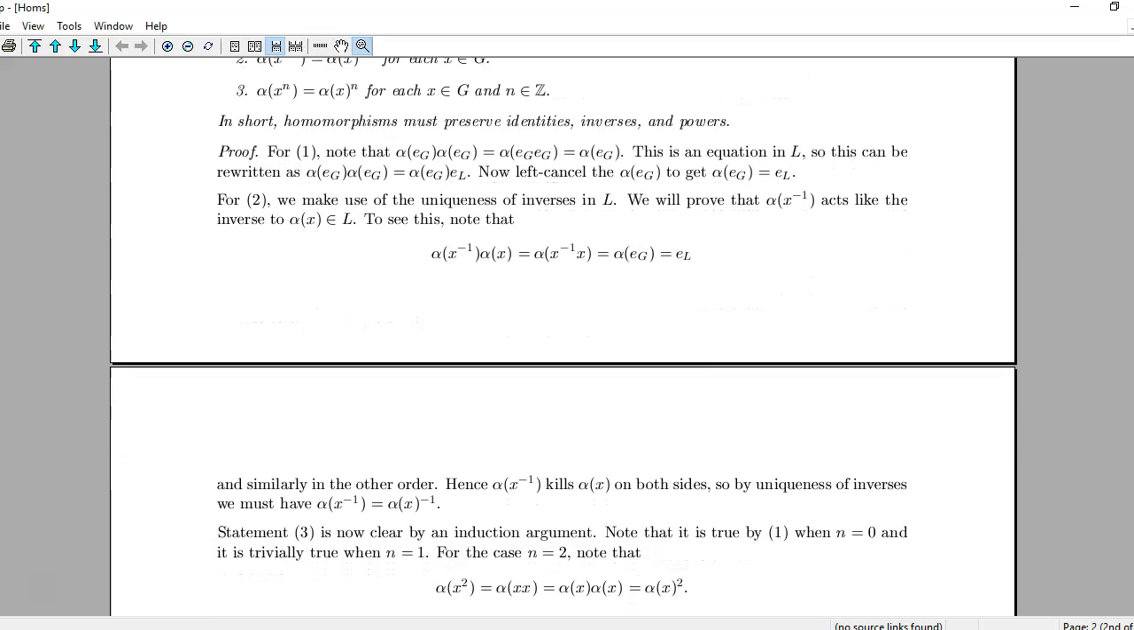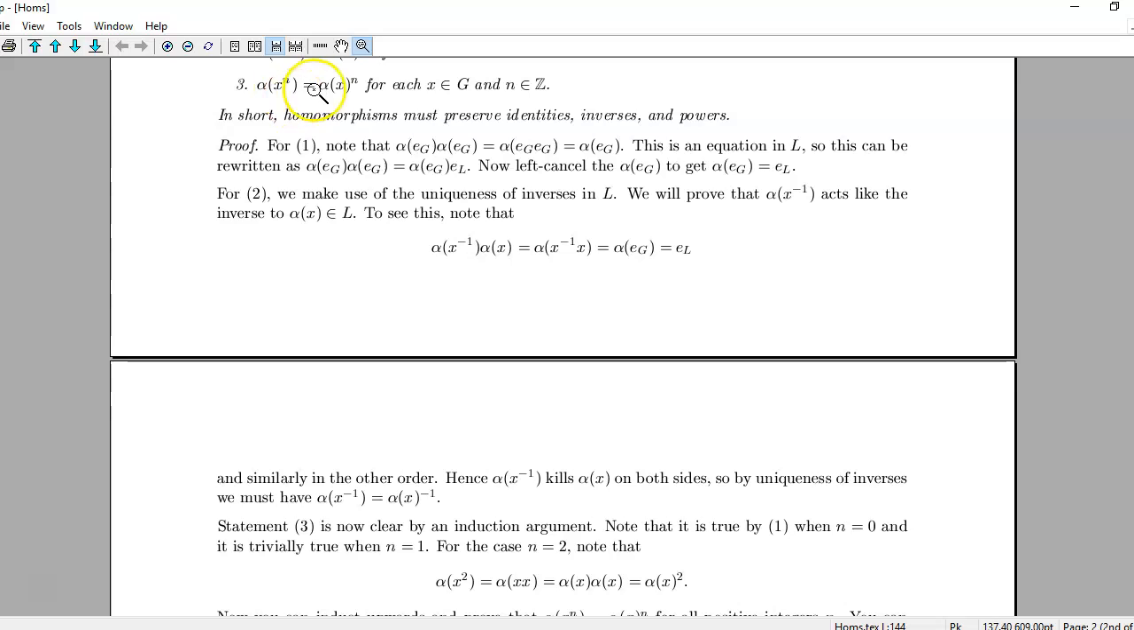Okay. For statement 3, that alpha also respects powers, we can just do it by induction, and it's not that bad. So note that this statement here is trivially okay when n is 0, because you get alpha of the identity is the identity. That's what the 0th power means after all. And we've already proved that. So here the 0th power would be EG. Over here it would be EL, and that would say that alpha of EG is EL, and it is. We just proved that. This is trivially true when n is 1, because it says that alpha of x equals alpha of x. Well, that's true.